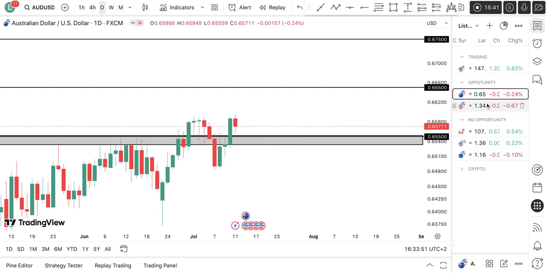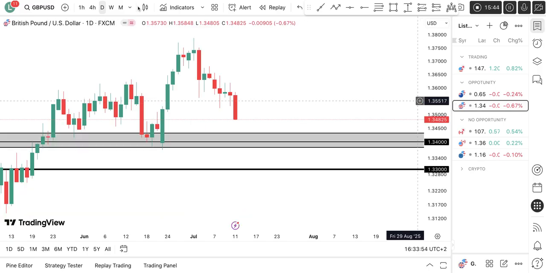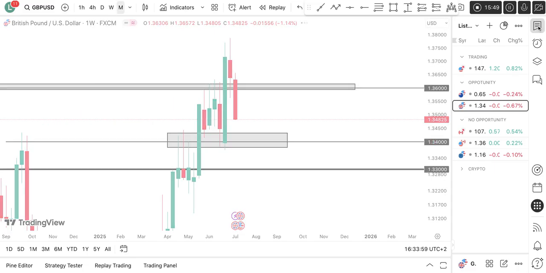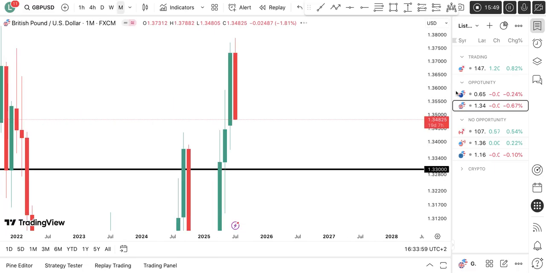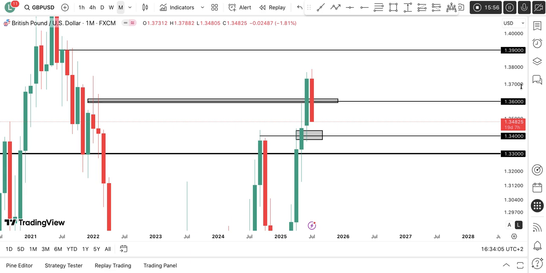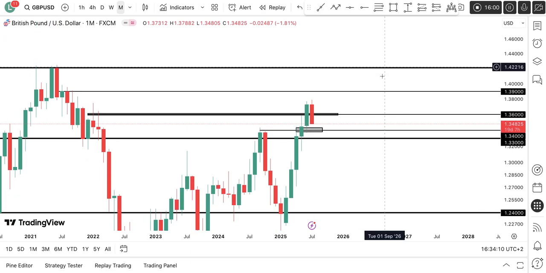So next, this is GBPUSD. For GBPUSD, we have an opportunity right here. For GBPUSD, from the weekly, from the monthly standpoint, a top-down analysis, right? So it is simple, it is juicy. You know why? Because GBPUSD is one of those pairs right now that is trending in the right direction.